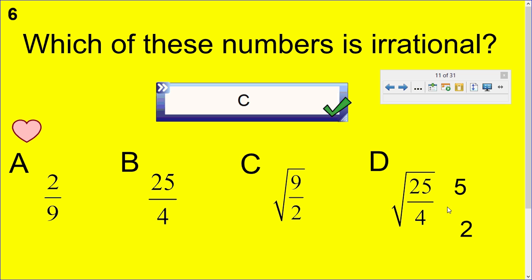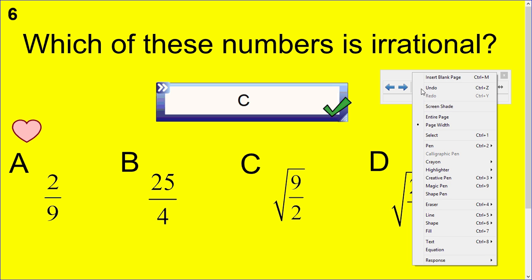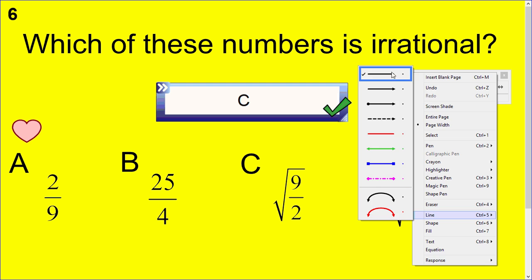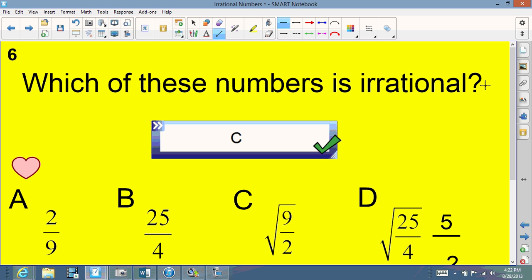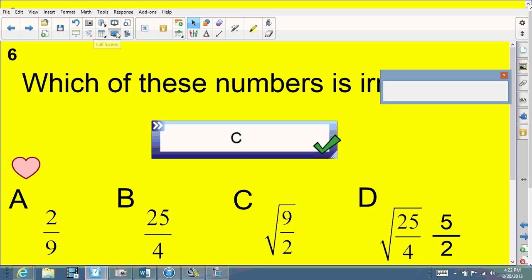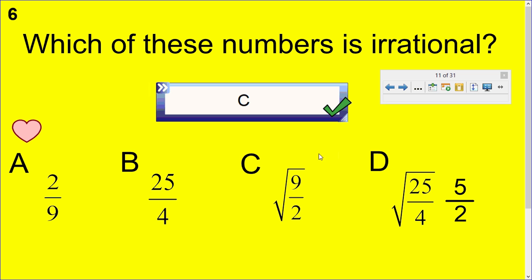And I would have a fraction, 5/2. So that would be my answer for D, 5/2. So the correct answer has got to be C, square root of 9/2. Good work if you got that right.